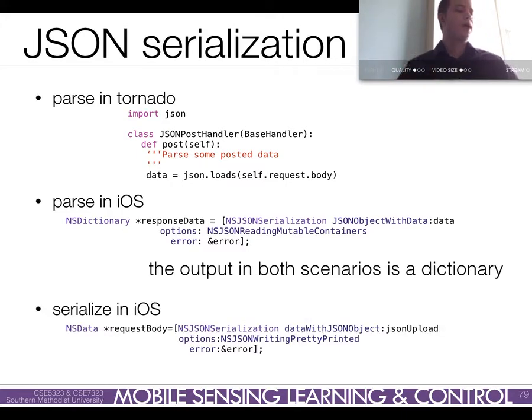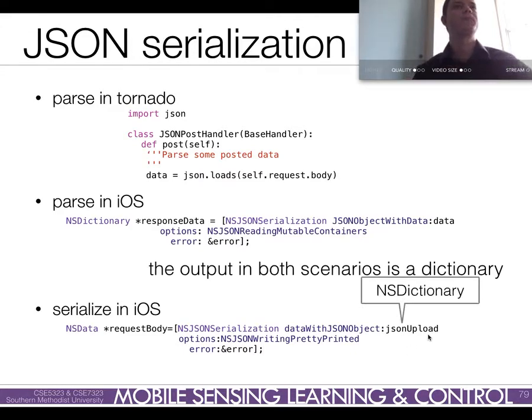Okay? Let's say I wanted to serialize something in iOS. So let's say I've got this JSON upload variable right here, and it's an NSDictionary. I want to upload it to my Tornado web server. I'm going to say, okay, get me the data with the JSON object. So I give it my JSON, and I get back an NSData, and now I can post that using any post request that I have with this NSData. So now I've got this really good methodology of sending JSON to the server, interpreting it at the server, sending JSON to my iOS application, interpreting it, and parsing it on my iOS application.